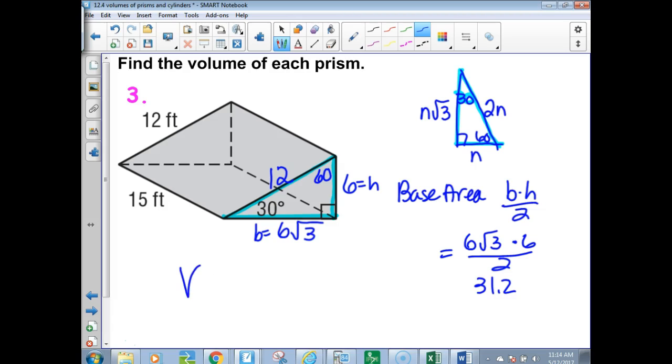Now we're ready to do the volume. Area of the base, 31.2 times the height. What's the height? Okay, no, we already used that. The height of the prism is the distance between the bases. So that's 15.